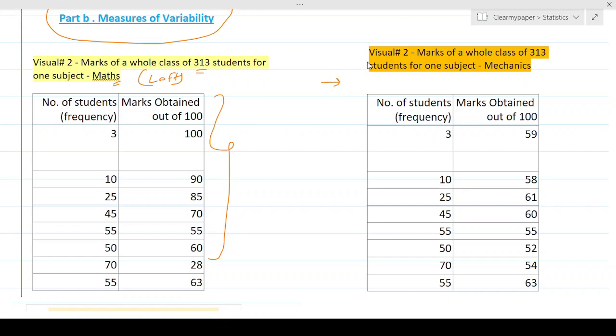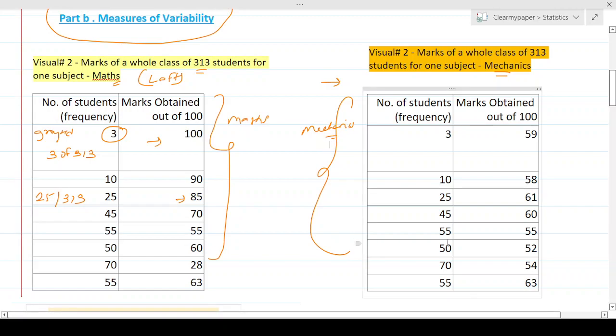On the right side, what we see is, for the same class, the marks for the students for mechanics. And we are going to use the group frequency model here. By that, we mean instead of repeating the line items, we are going to combine the groups of students. For example, 3 of 313 students scored 100. That's what it means. 25 out of the 313 scored 85, and so on and so forth. So the whole of this is maths and the whole of this is mechanics. Interestingly enough, these are the two subjects where most of the diploma students struggle or fail. So I've just taken those two examples.